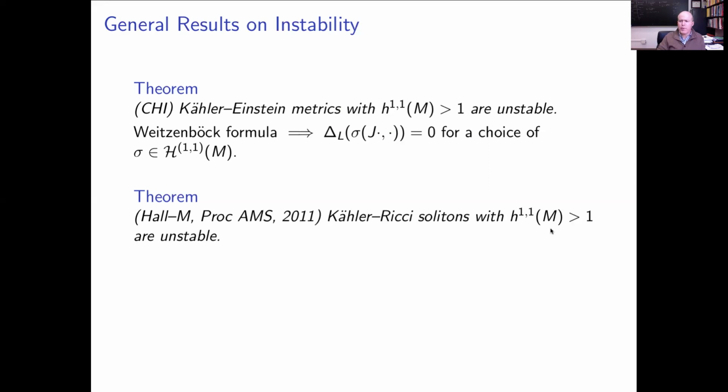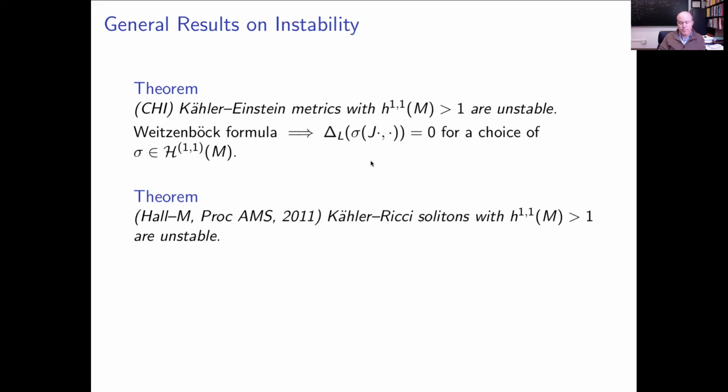You can also view Kähler manifolds satisfying this assumption somehow as follows: if you take a product of Kähler manifolds, they'll satisfy this assumption. And so somehow you can argue that these results are a generalization of the earlier result, that the product of two Einstein metrics is unstable.